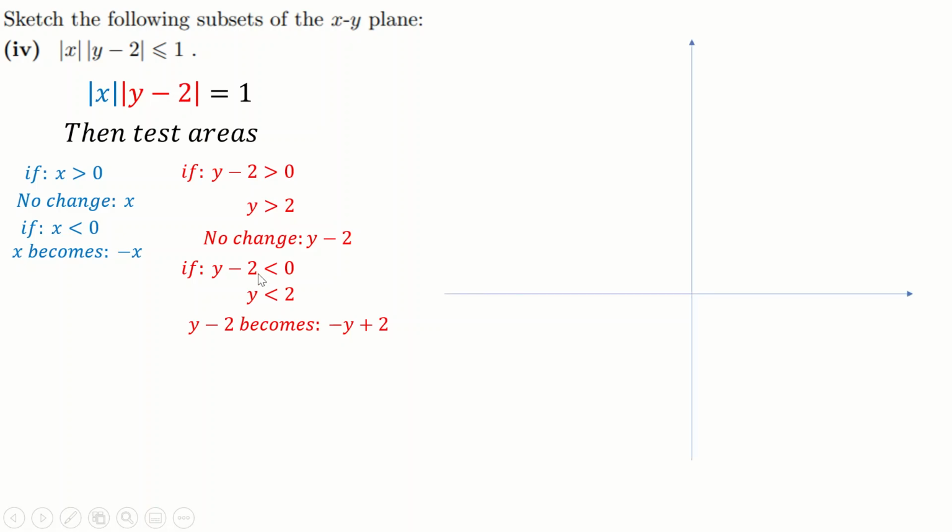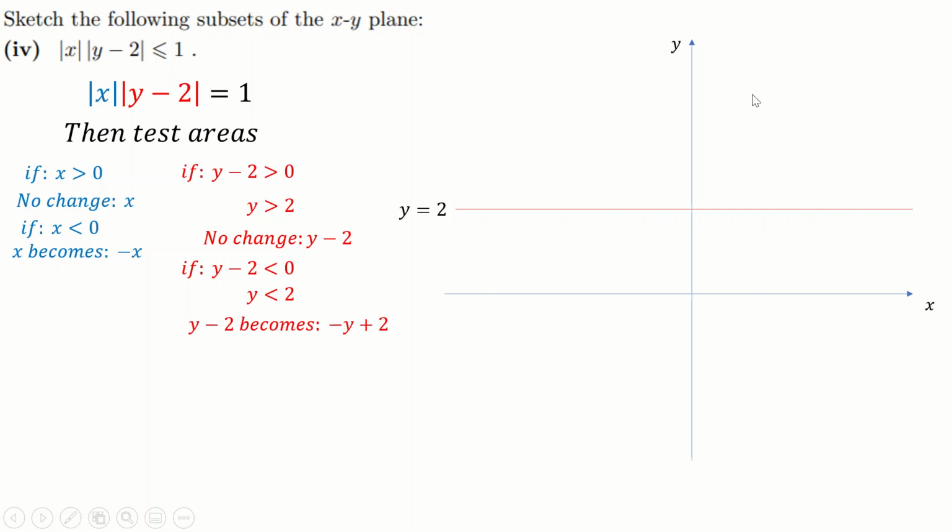Okay, and now I'm going to put my sketch down. My key line here is the y equals 2 line. That's when my behavior towards this bit changes. And now the x line is just going to be the y axis. Over to this side, I'm just going to use x as normal. Over on this side, I'm going to use minus x.